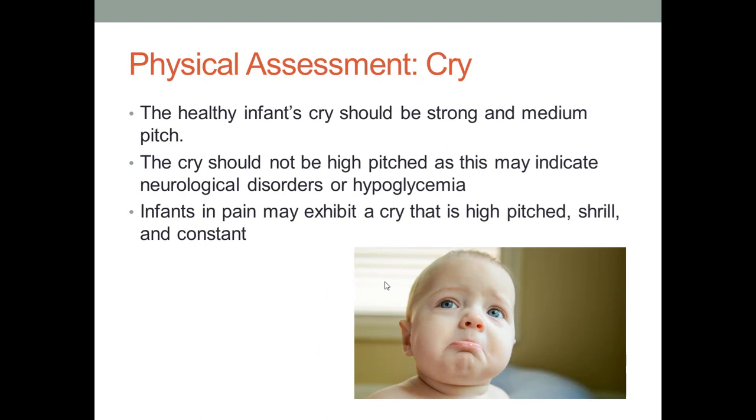Baby's cry should be strong. Should be a medium pitch. Should never be a high pitch. If it's high pitched, it might be something neurological that's wrong with the baby, but it can also indicate hypoglycemia. Pain is another thing that might cause the babies to have that high-pitched, shrill, constant cry. If they're born and they have a clavicular fracture, you might actually see this high-pitched, constant cry.